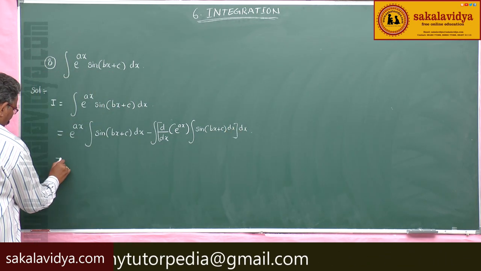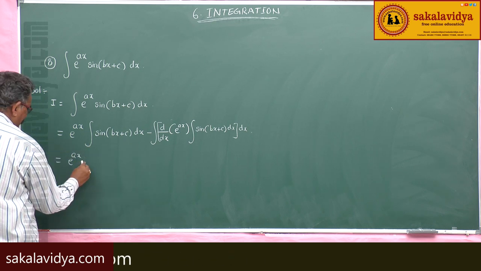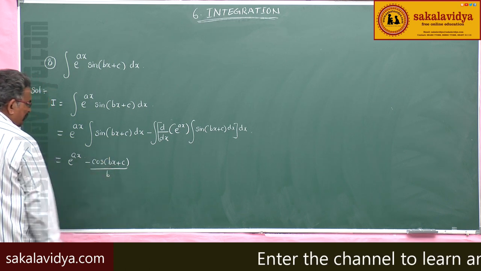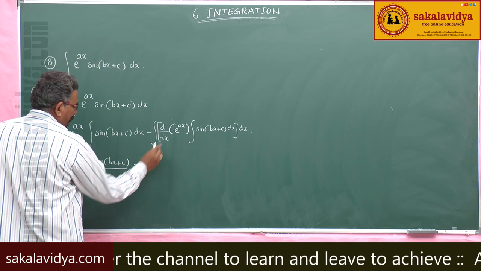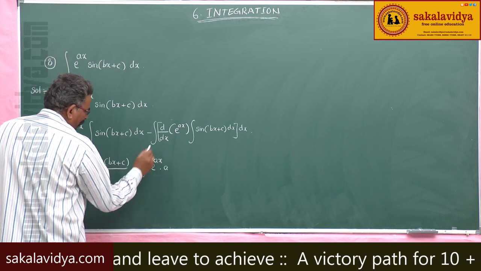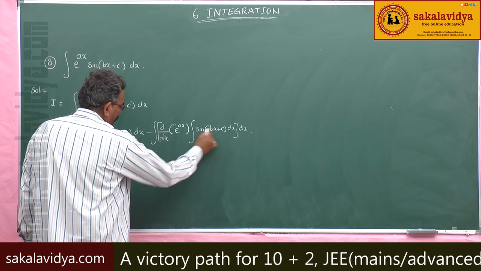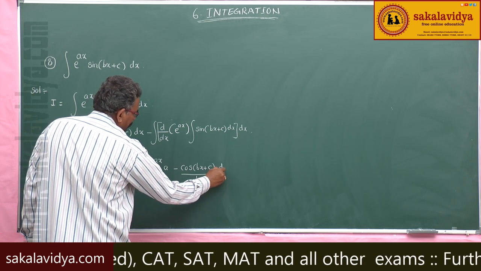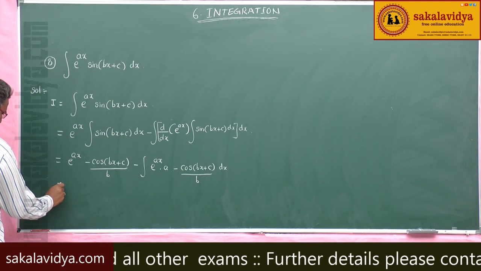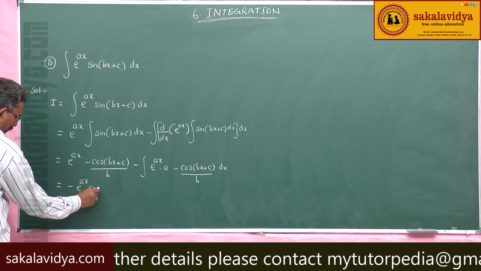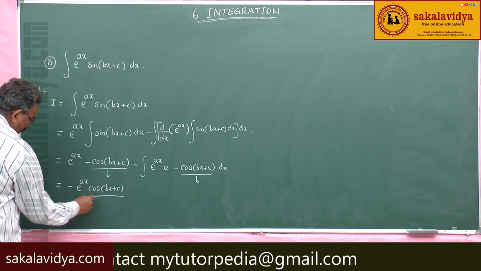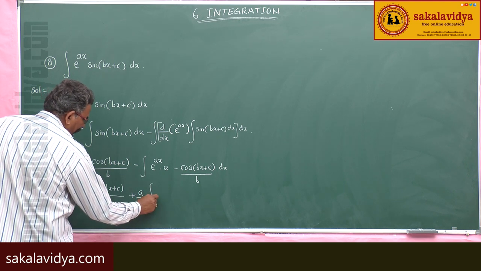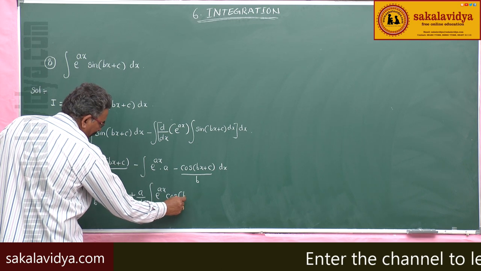Now this is e power ax, and integral sin of bx plus c is minus cos of bx plus c by b, because bx plus c derivative is b, minus integral e power ax, differentiation is e power ax into a, whose derivative of e power ax is a. So integral of this one is minus cos of bx plus c by b dx. Now this can be written as minus e power ax cos of bx plus c by b, and minus a by b taken out, plus a by b integral e power ax cos of bx plus c dx.